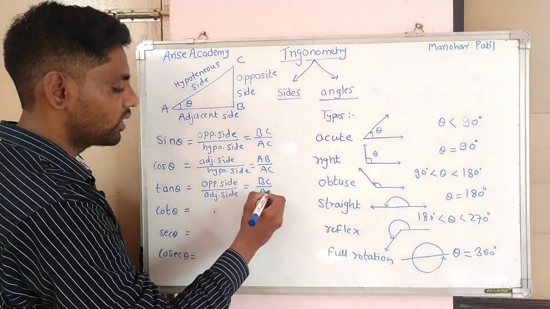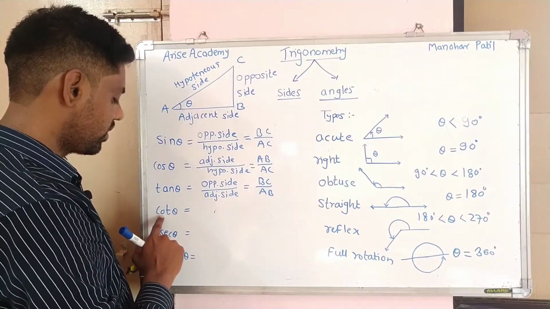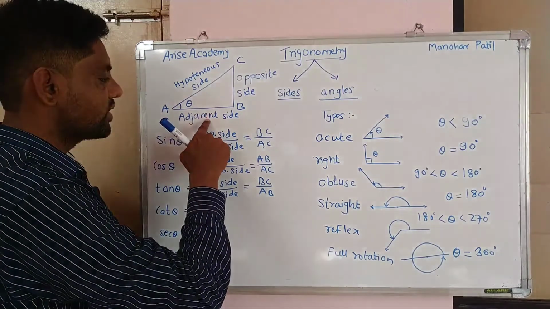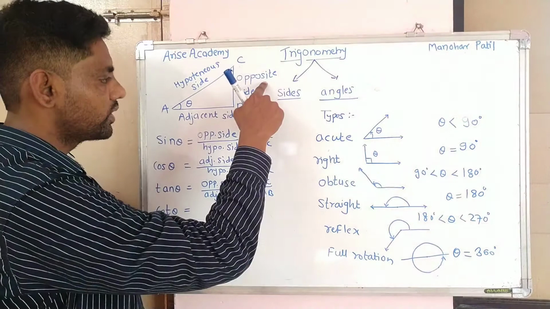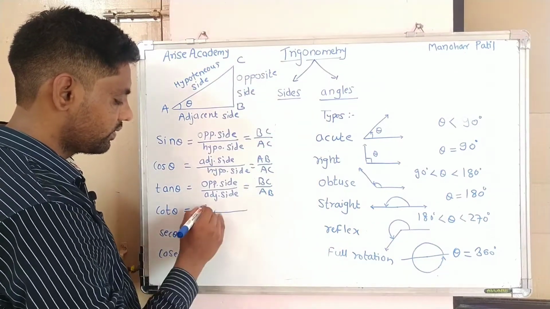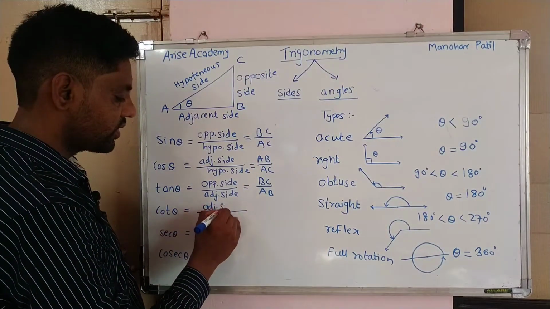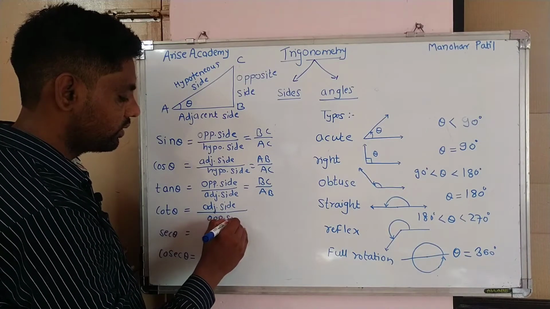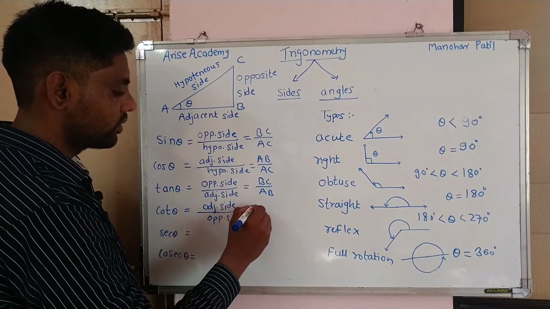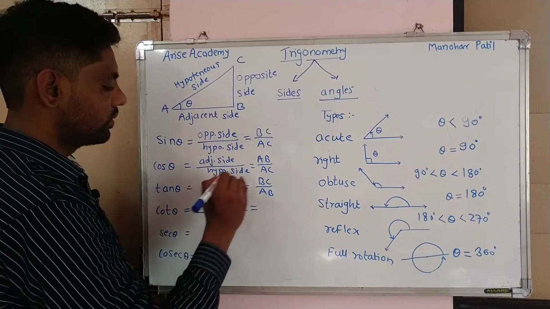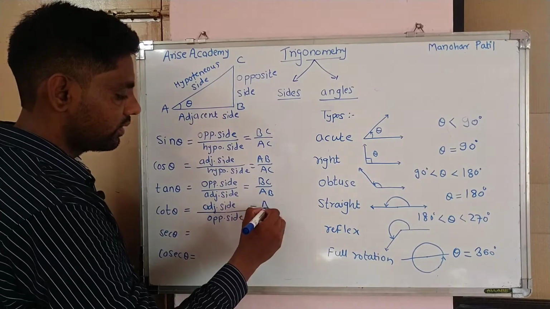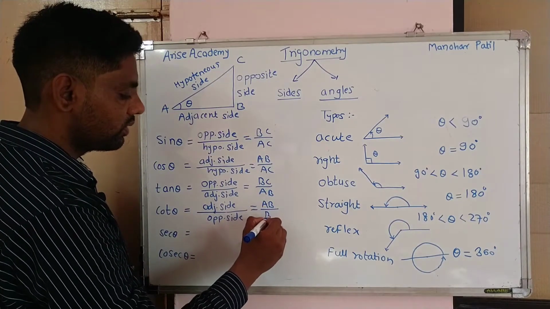BC upon AB. Next, cot theta. Cot theta is nothing but adjacent side upon opposite side, so we can write adjacent side upon opposite side, which is AB upon BC.